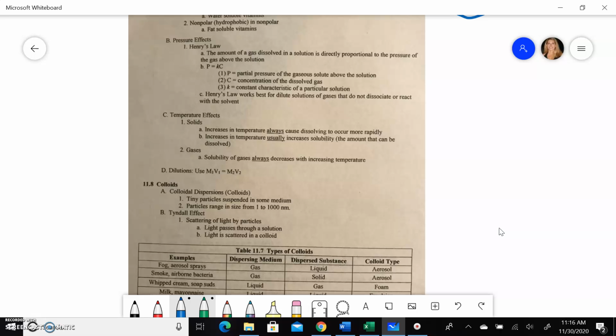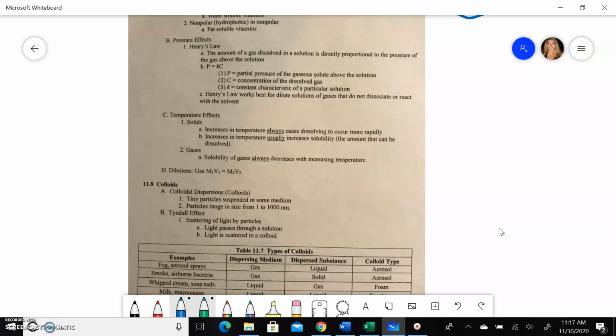Temperature is confusing because solids and gases do two different things. So solids would be like dissolving sugar into tea. So if you want to dissolve a lot of sugar into your sweet tea, you can actually dissolve more sugar into the tea if you have hot tea. So usually temperature, the hotter it is, the more solid you can dissolve into the solution. Note that it always occurs more rapidly. So there's two things you can look at: how much you can dissolve and how fast it dissolves. So increasing the temperature will always make it dissolve faster. It also, if it's a solid, usually means you can dissolve more of it into the solution.